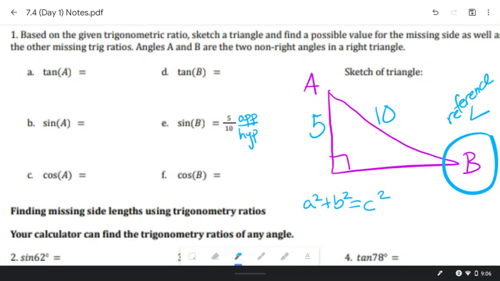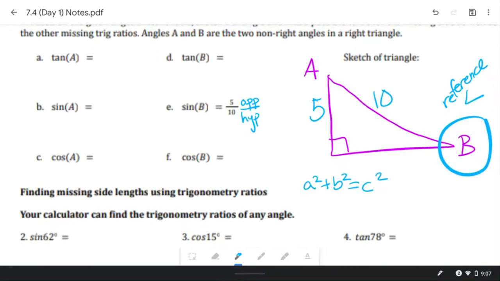The only thing you have to be careful with when you're plugging it in is your C value has to be your hypotenuse. The A and the B you can switch, but your C value has to be the hypotenuse. So I'm going to go ahead and plug everything in. So 5 squared, doesn't matter if I put it in for A or B, but the 10 has to be the C because that's your hypotenuse. It's directly across from the right angle. So I've got 25 plus B squared equals 100.